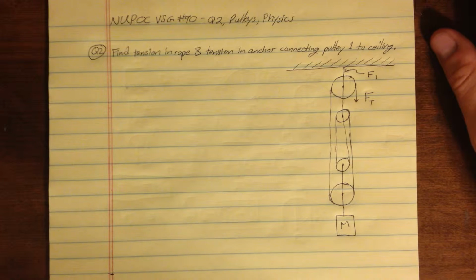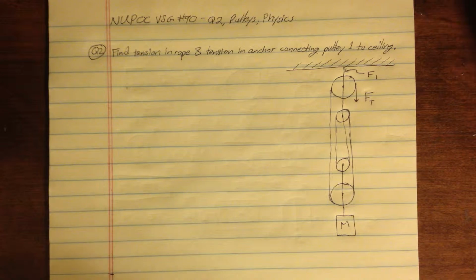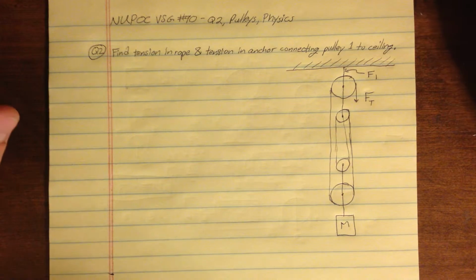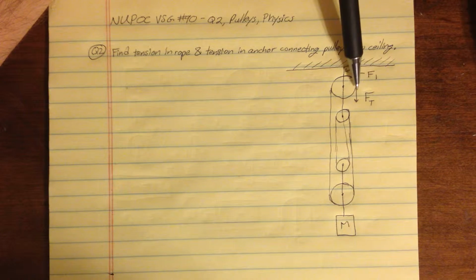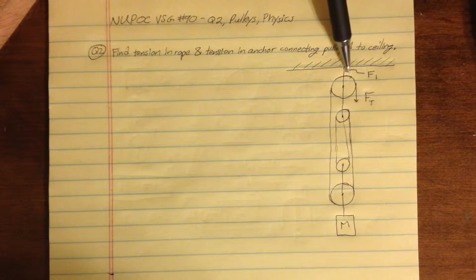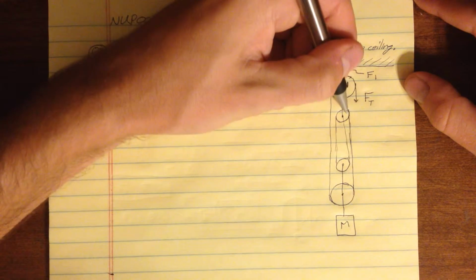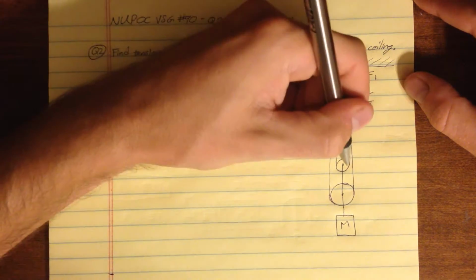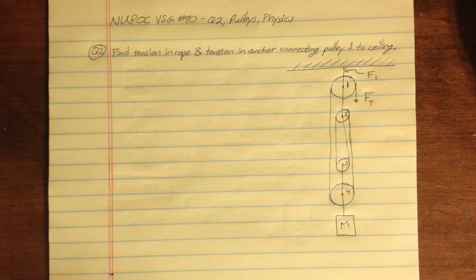Let's keep going with another pulley problem. This one has 4 pulleys instead of, I think it was 2 in the last problem, but it's really not that much more complicated. What we're asked to find is the tension in the rope, and also the tension in this connection that's anchoring pulley 1. If I label these, it's like this, 2, 3, 4. That's anchoring pulley 1 to the ceiling.